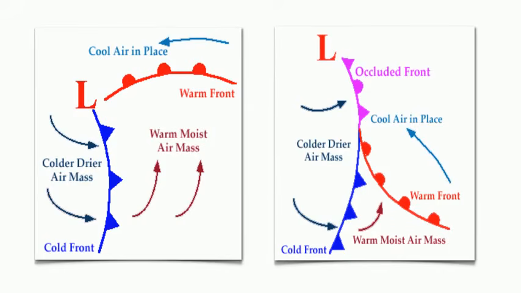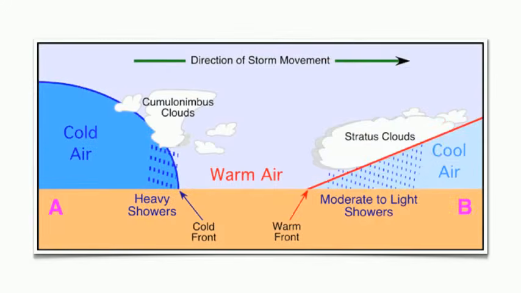Now, on the left-hand side, that is your mid-latitude cyclone. On the right-hand side, that's your occluded front. The mid-latitude cyclone hasn't zipped together yet. The occluded front, it has zipped together. That's why you have the purple head to that specific front, because you see the merging of the warm front and the cold front. Now you see here, the cold air is on the left. The cool air is on the right. The warm air is in the middle.